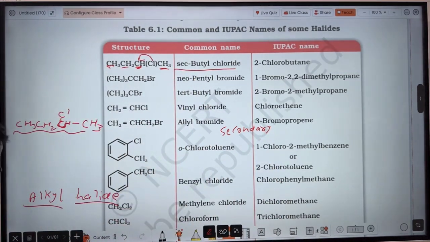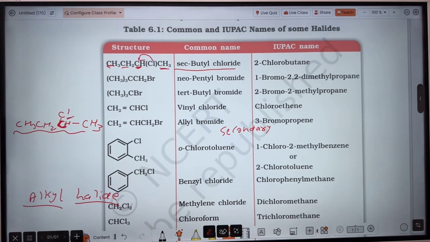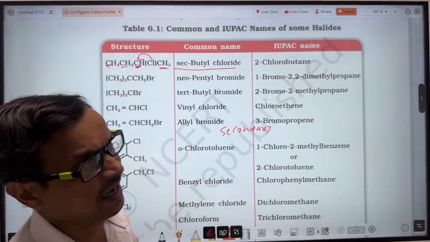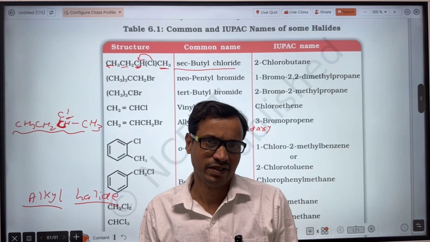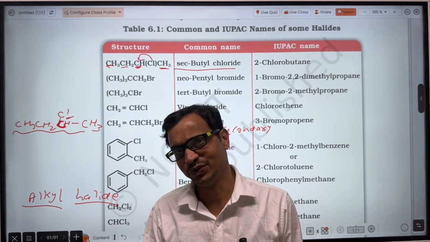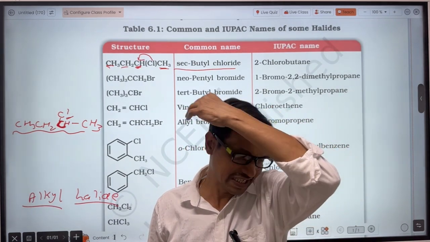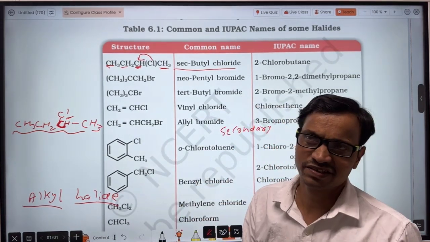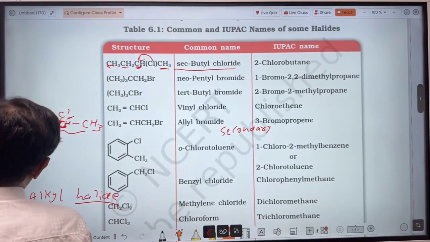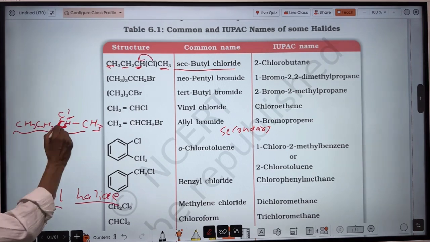And how to write the IUPAC name? Let's see here. When we have to write the IUPAC name, this carbon atom is bonded to the halogen. Obviously, whenever you have to write the IUPAC name, you first have to select the appropriate chain, and for this type of compound you have to select that chain which must contain the functional group. So this carbon is bonded to the halogen, so the chain which you select must include this carbon.